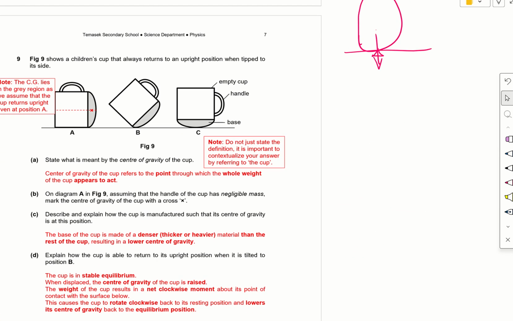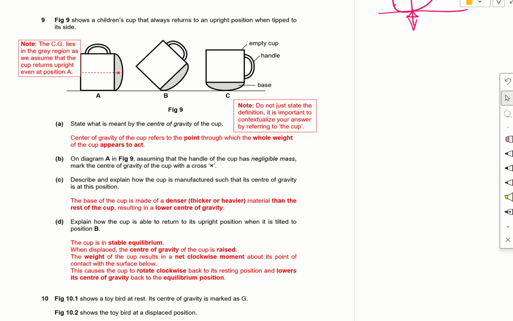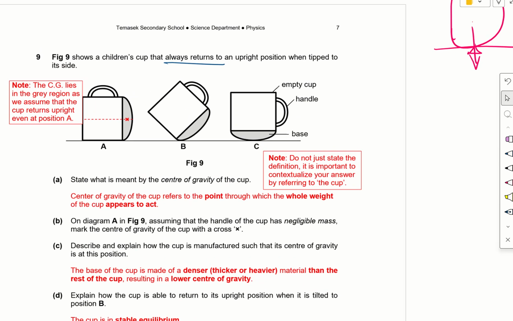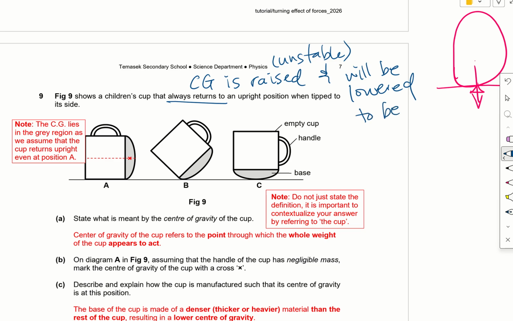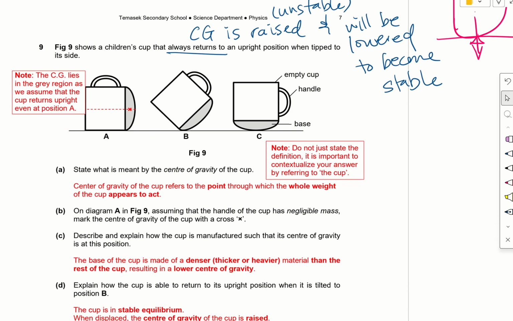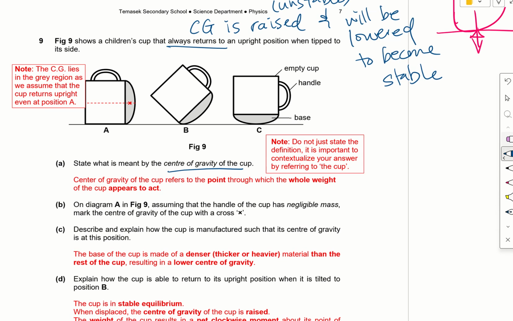Okay, then question 9, again, same thing. It's a children's cup that always returns to an upright position. So if they tell us that it always returns, that means the CG is raised when it's displaced, and will be lowered to become stable. So what is meant by center of gravity of the cup? It refers to the point through which the whole weight of the cup appears to act.